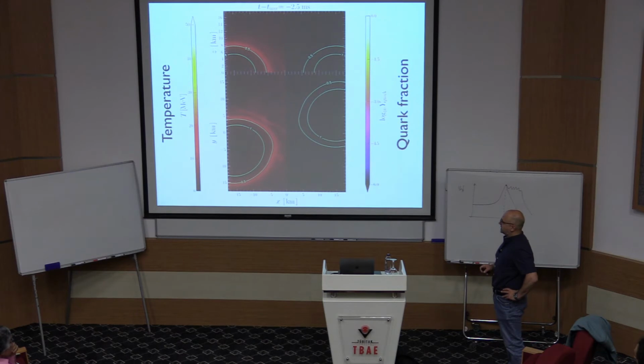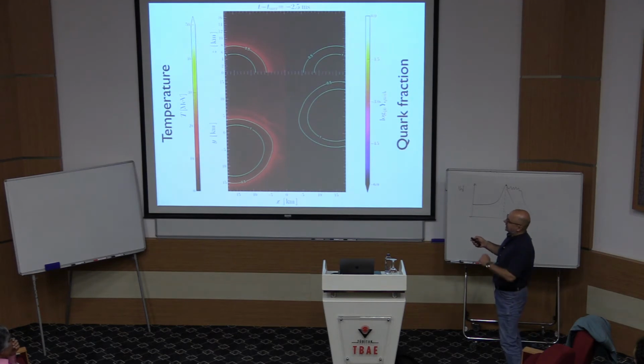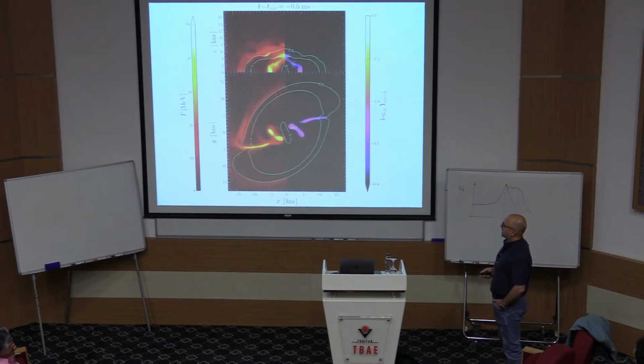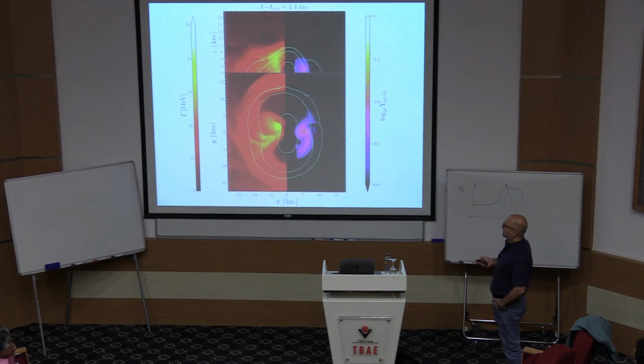So what I will show you now is the result of a simulation where we have used this equation of state. This is a complicated plot, so I will guide you through it. What we have here is temperature with this color code, black to white through red. I also show you the quark fraction, again black to white through purple. Here I'm showing you two sections, one on the meridional plane and one on the equatorial plane, okay? Again, temperature on this side, quark fraction on this other side. What you can see is that where the temperature is very high, the quark fraction is also very high.